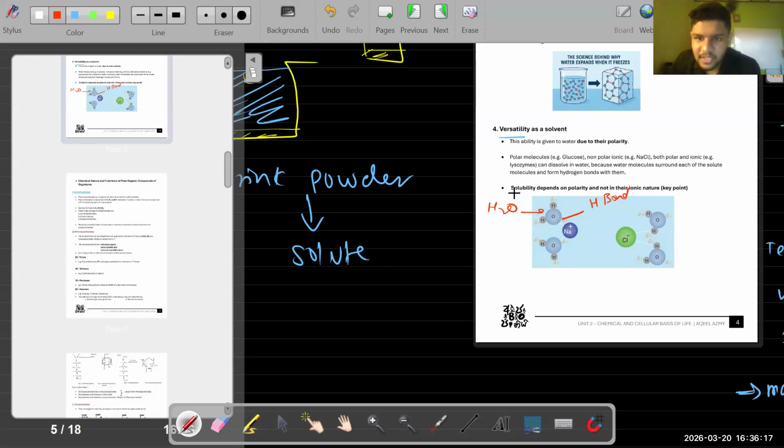So they are using a word called solubility. Just remember, solubility means ability to dissolve. So solubility depends on polarity, not on ionic nature. You should be clear with that.